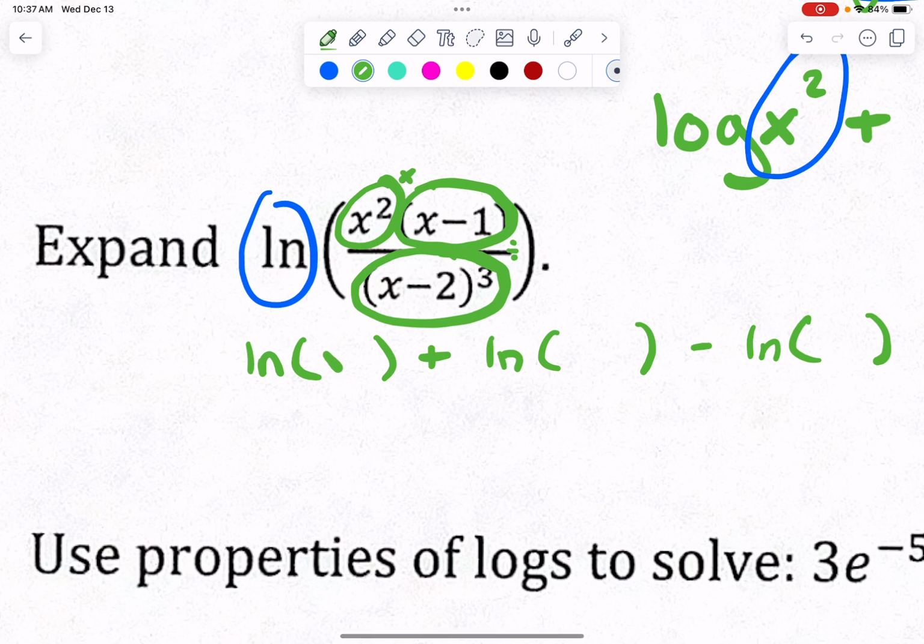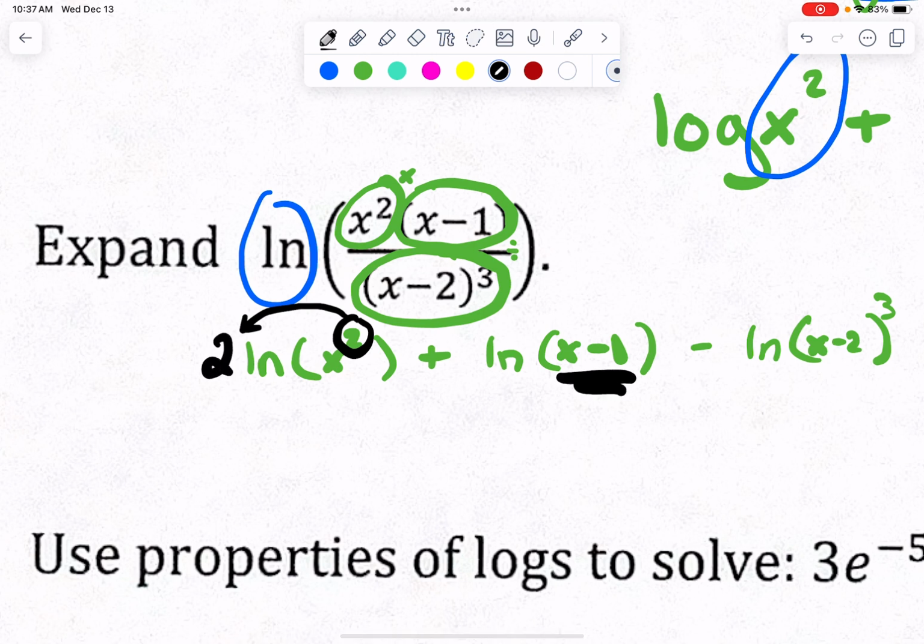So I'm going to do this one first. X squared goes here, x minus 1 goes here, and x minus 2 cubed goes here, okay? The last thing is this guy has an exponent, so I'm going to move him down in front. So he's going to have a 2 there. This guy doesn't have an exponent, but this one does. He's going to go down in front, okay? And so the 3 is going to go there.